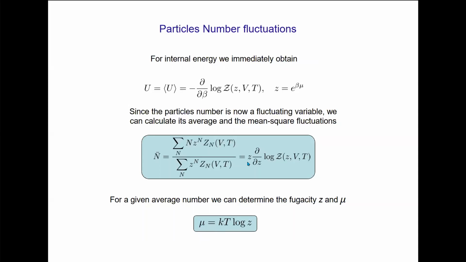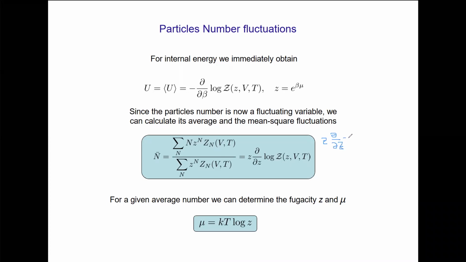This derivative, z d over dz, with this notation for the mu, is nothing else but a derivative with respect to mu, or with respect to a chemical potential. Indeed, let's check that this is the case. I will try to draw it on slides directly. So let's see, z d over dz.